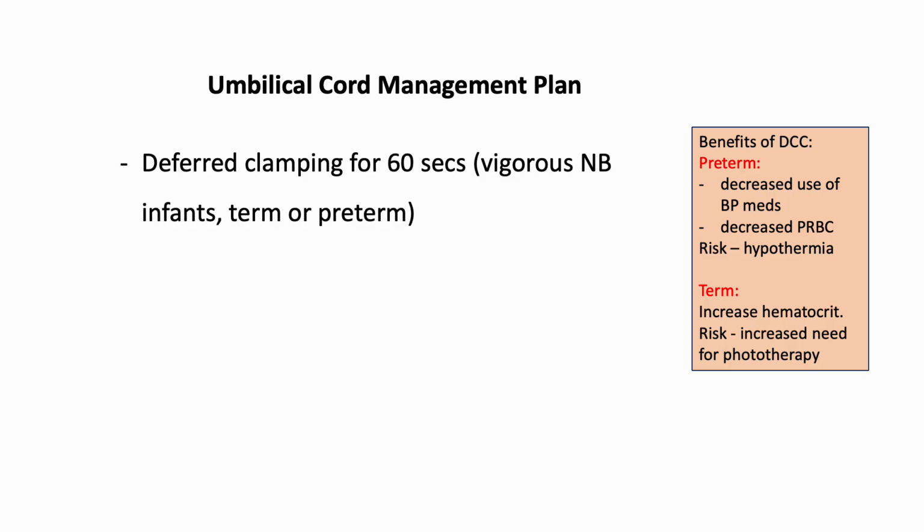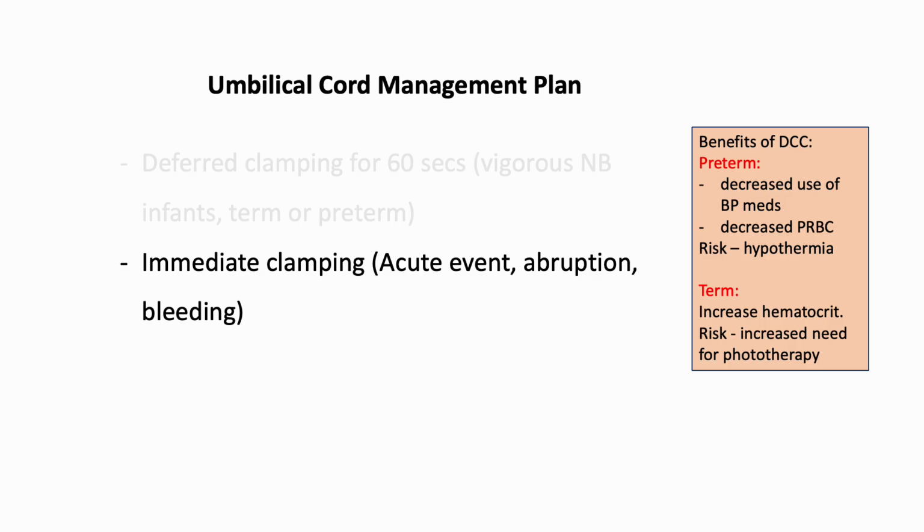So if the baby is vigorous, irrespective of preterm or term, you should do at least 60 seconds. Some centers do 30, but 60 seconds is what NRP recommends. Then immediate clamping is needed if there is an acute event, like in the emergency room, you're suspecting any abruption, any cord problems, avulsion of the cord, or any accident there. You don't have to do the deferred clamping. You just have to deliver the baby and give it to the team waiting for resuscitation.